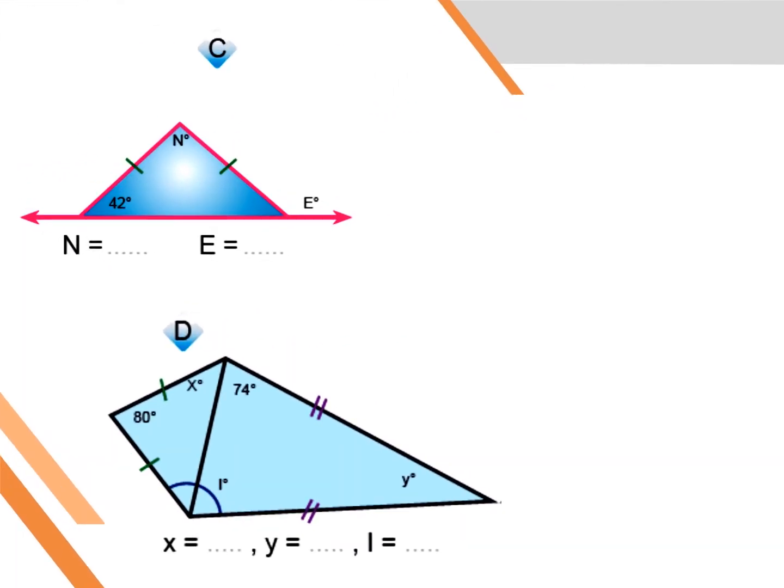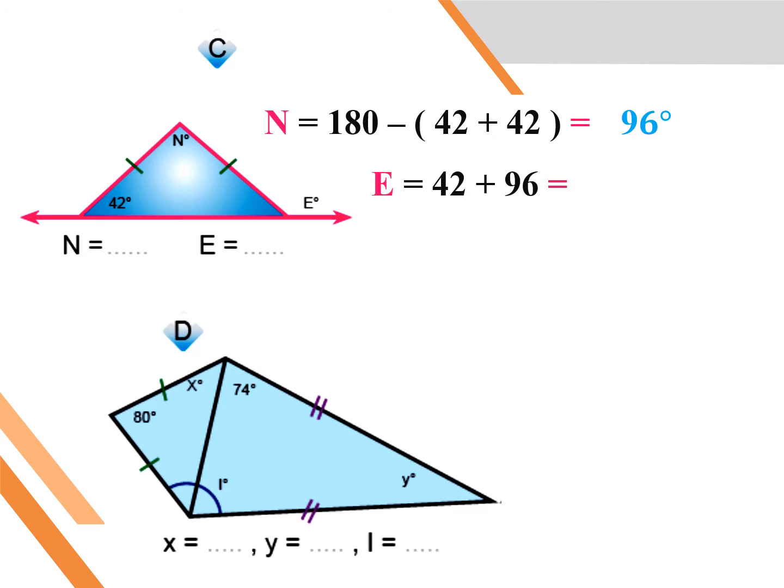Okay, number C. How do we find n? n is the vertex of this triangle, so we solve it by 180 minus (42 plus 42), which is equal to 96 degrees. What about the symbol E? E is an exterior angle of this triangle. We studied it in first prep. What is the meaning of the exterior angle? It means the sum of the two non-adjacent angles. So angle E equals 42 plus 96, which is equal to 138.